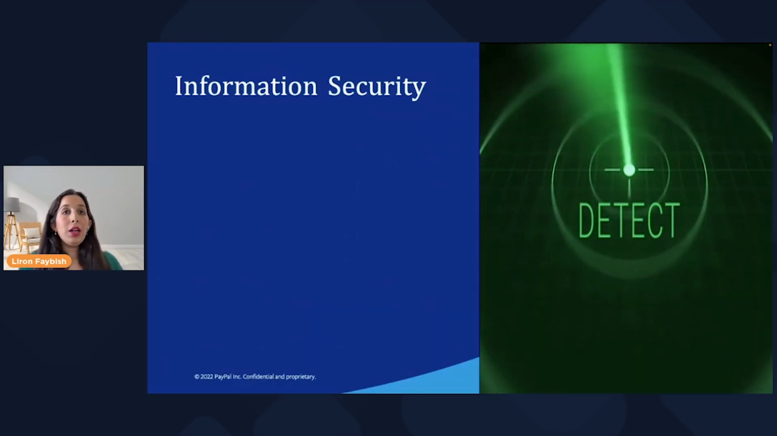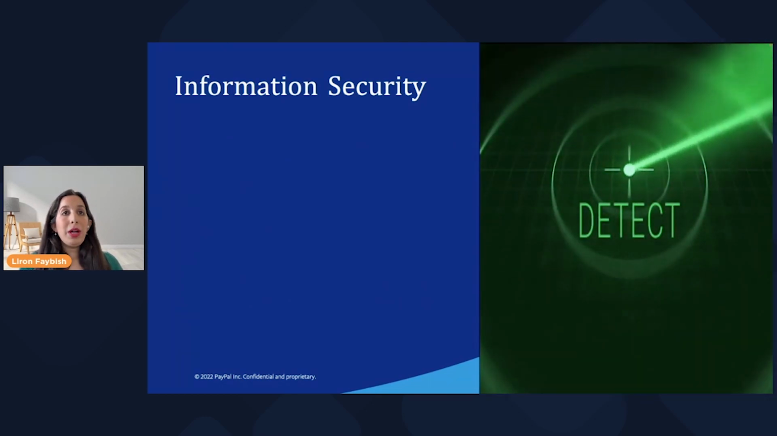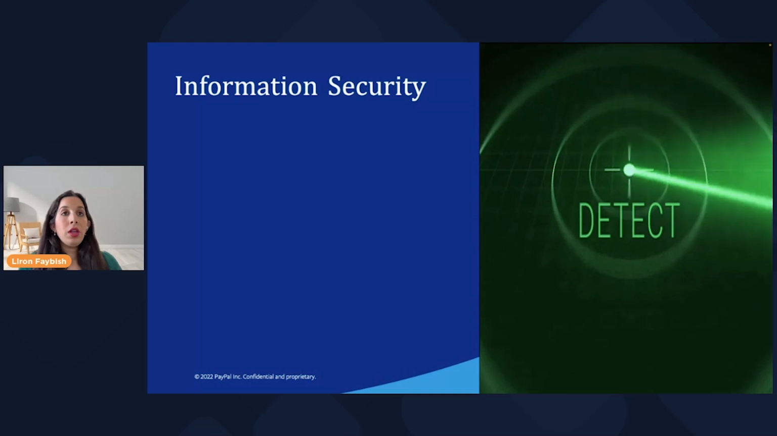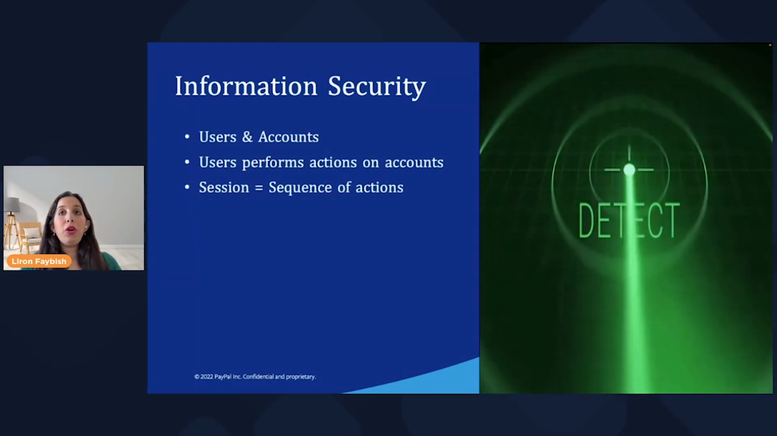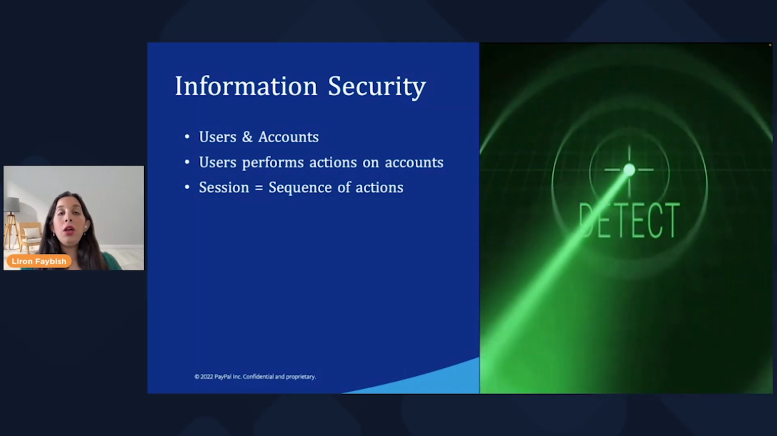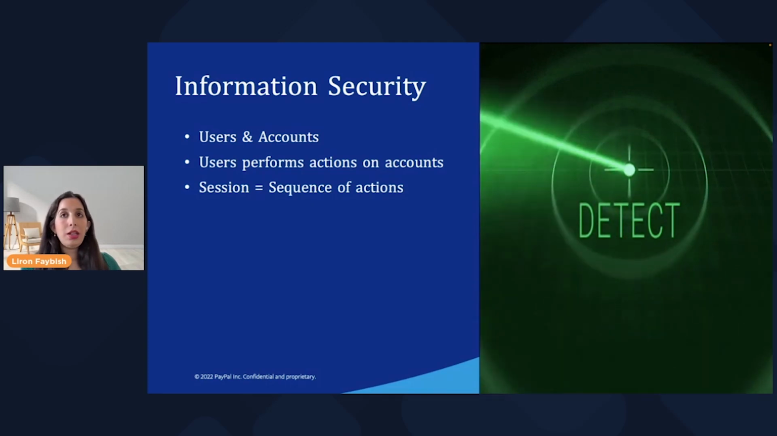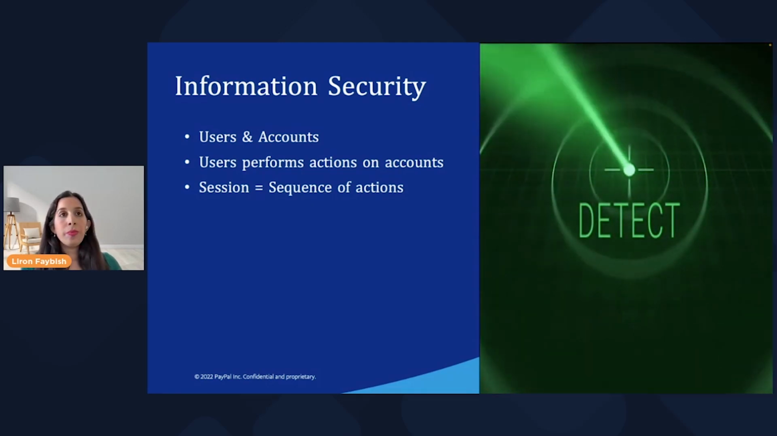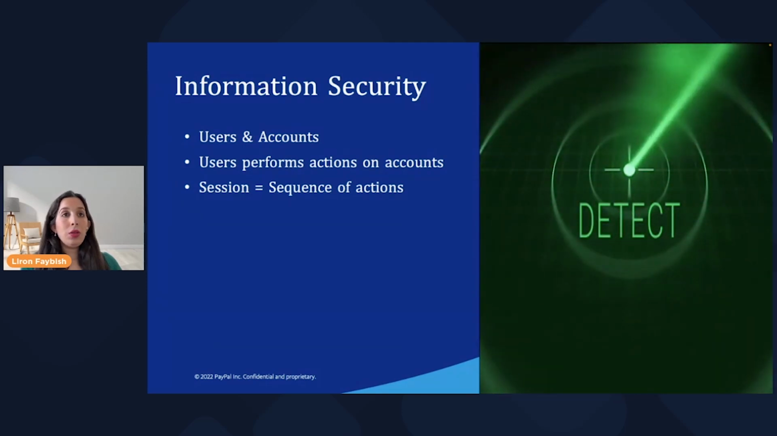So the next scenario is related to the information security domain, and this is the most interesting part of our research. We have a system where we have accounts and users, and the users can perform actions on the accounts. For example, actions like login, logout, change details, see the account details, and so on. Let's say that a session is a sequence of events from login to logout.